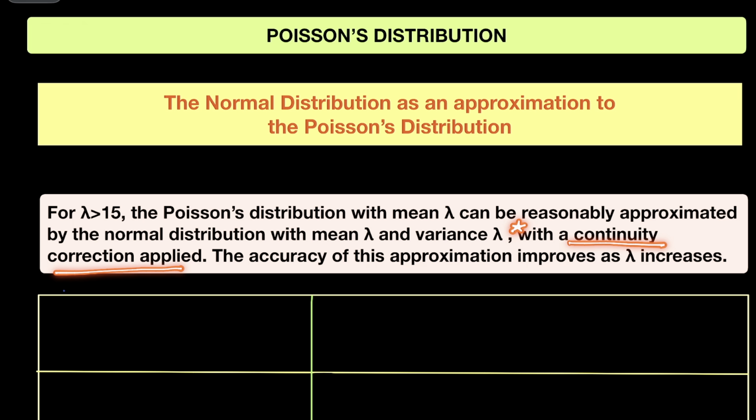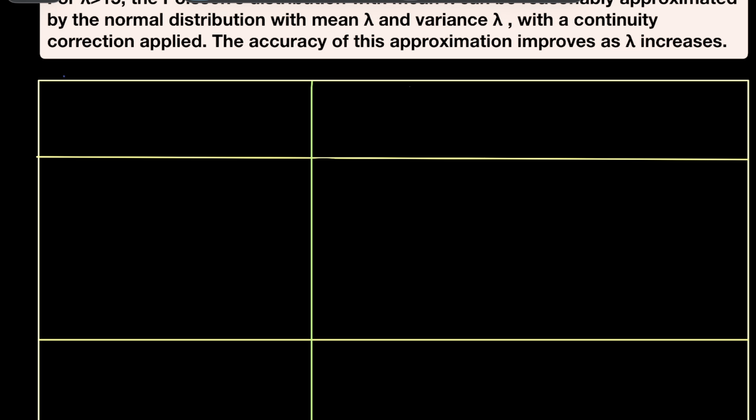Why did we say that? Because normal distribution is a continuous random variable representation, whereas Poisson distribution is a discrete random variable representation. The accuracy of this approximation improves as the value of lambda increases. Remember this because these are 1 markers which will be asked in the examination. By using this table, we will understand how to approximate a question based on Poisson distribution by normal distribution.